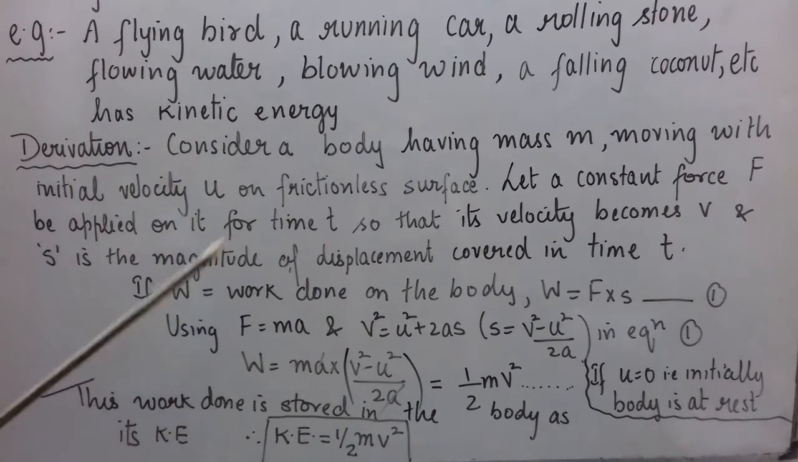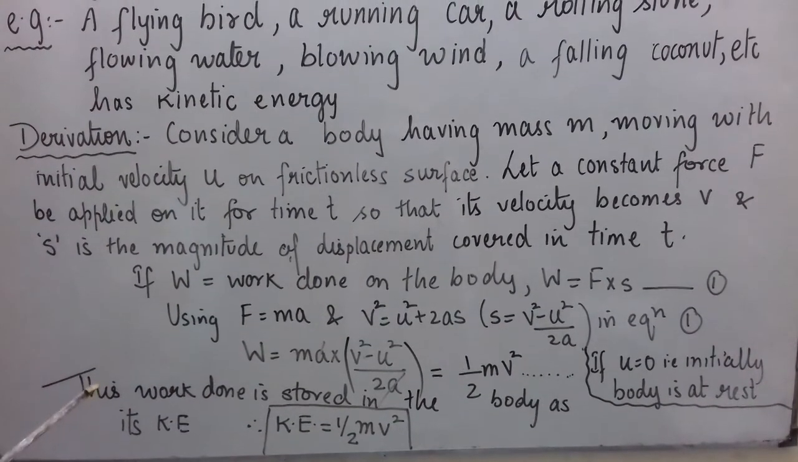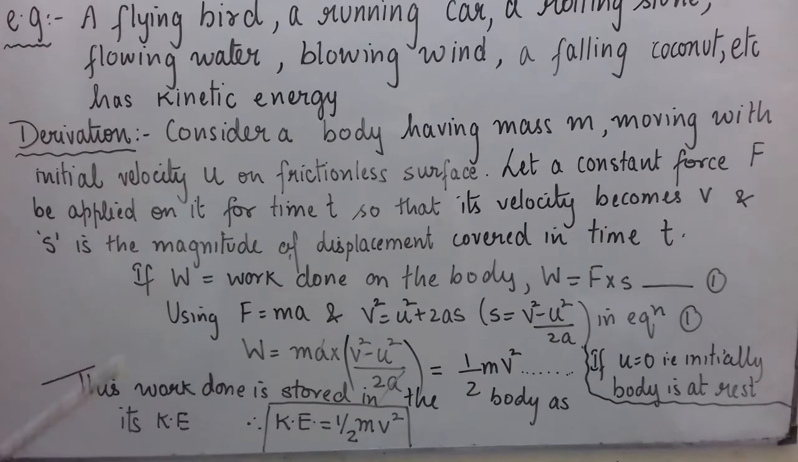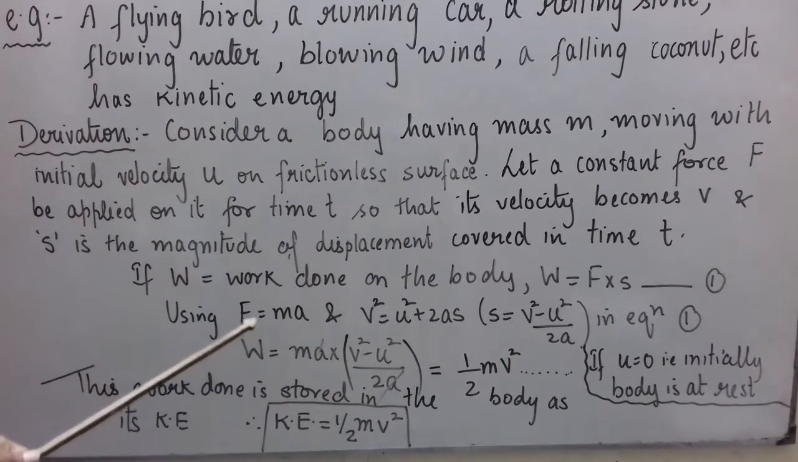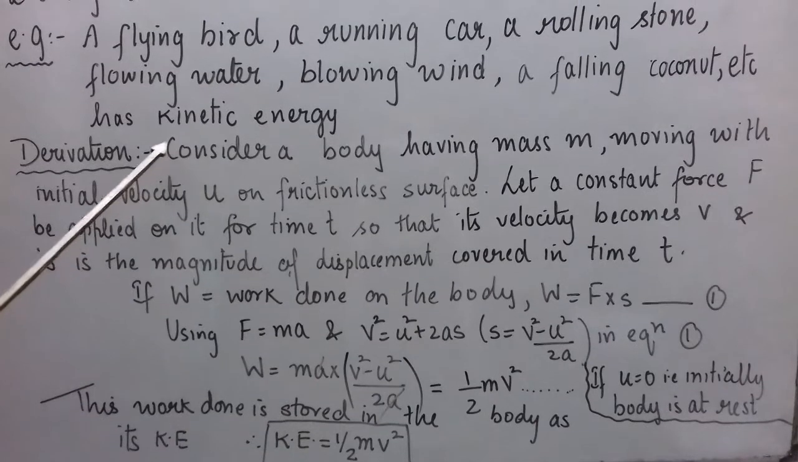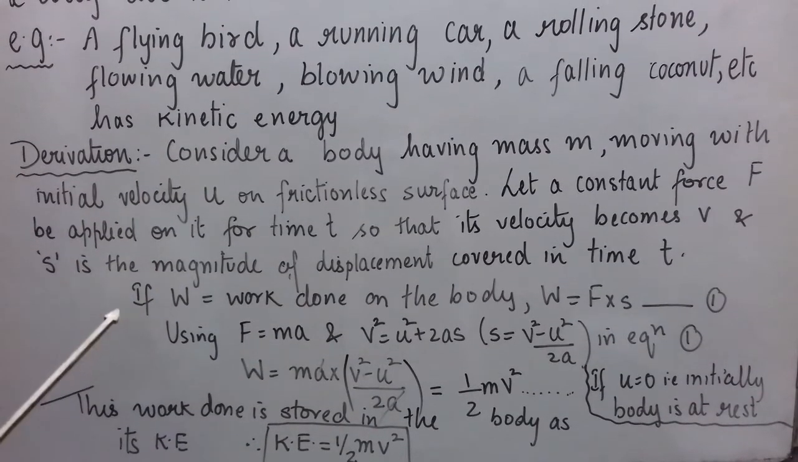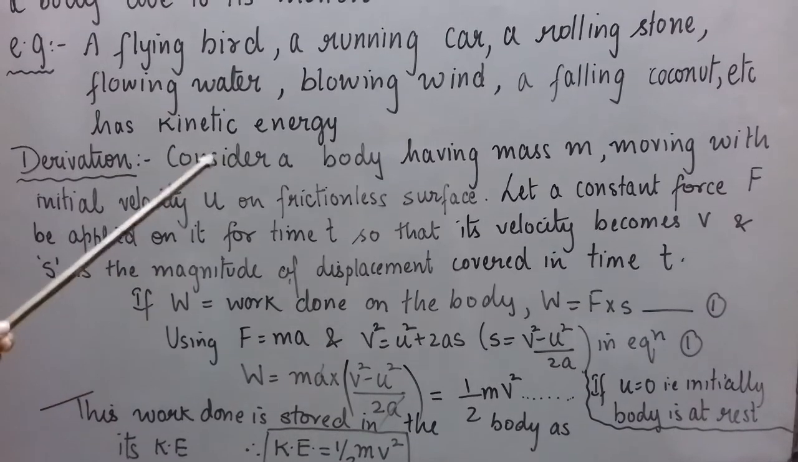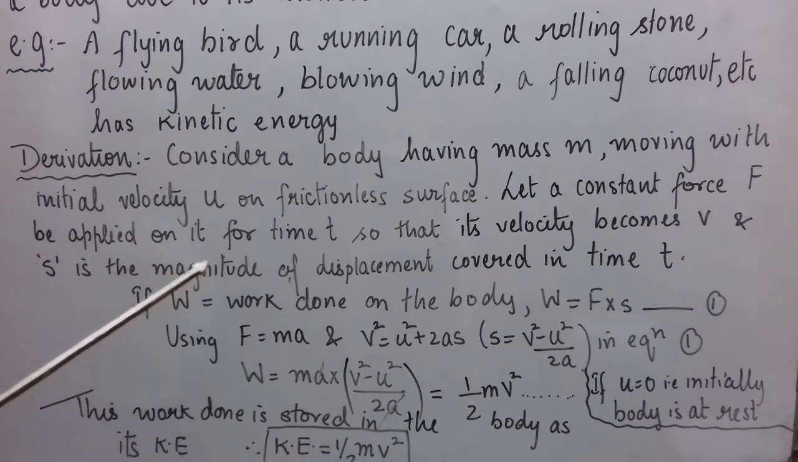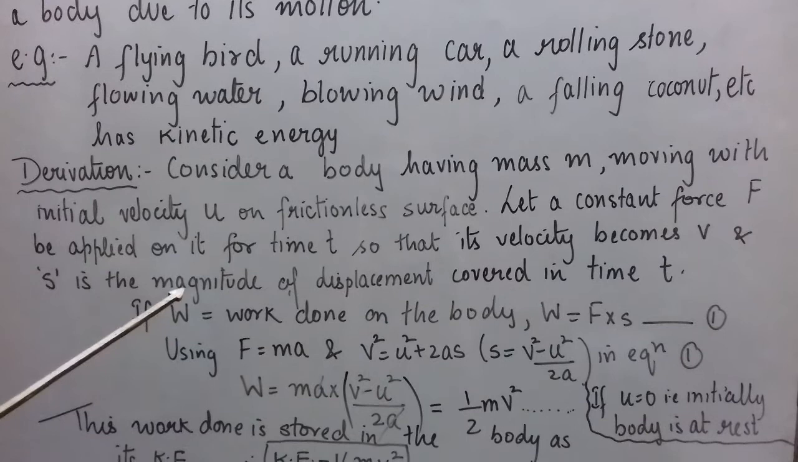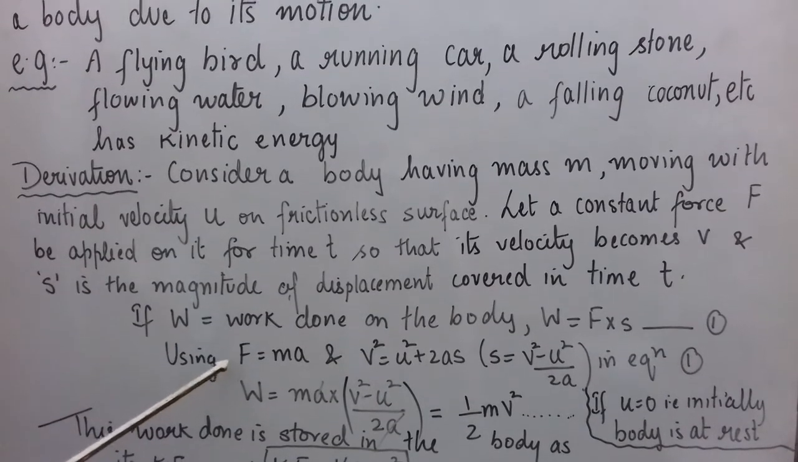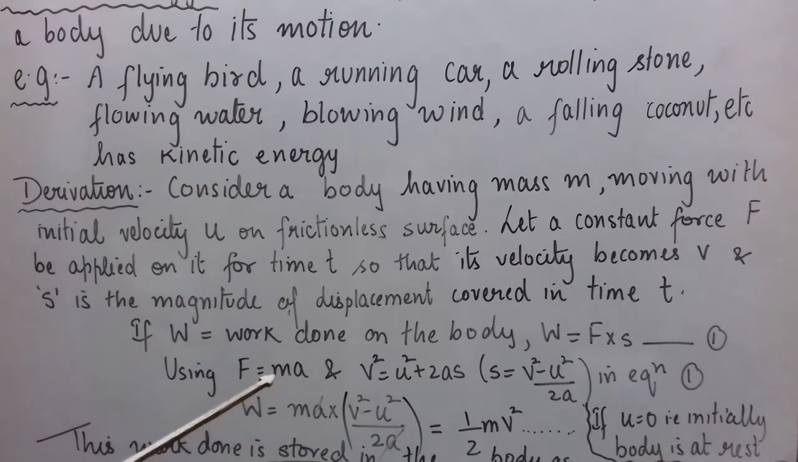For F, you use Newton's second law of motion, so using F is equal to ma. I have not introduced a here. You can write where a is the acceleration produced, or you can mention in the introduction also that a is the acceleration produced in the body. Or you can mention it here when you write using F is equal to ma.